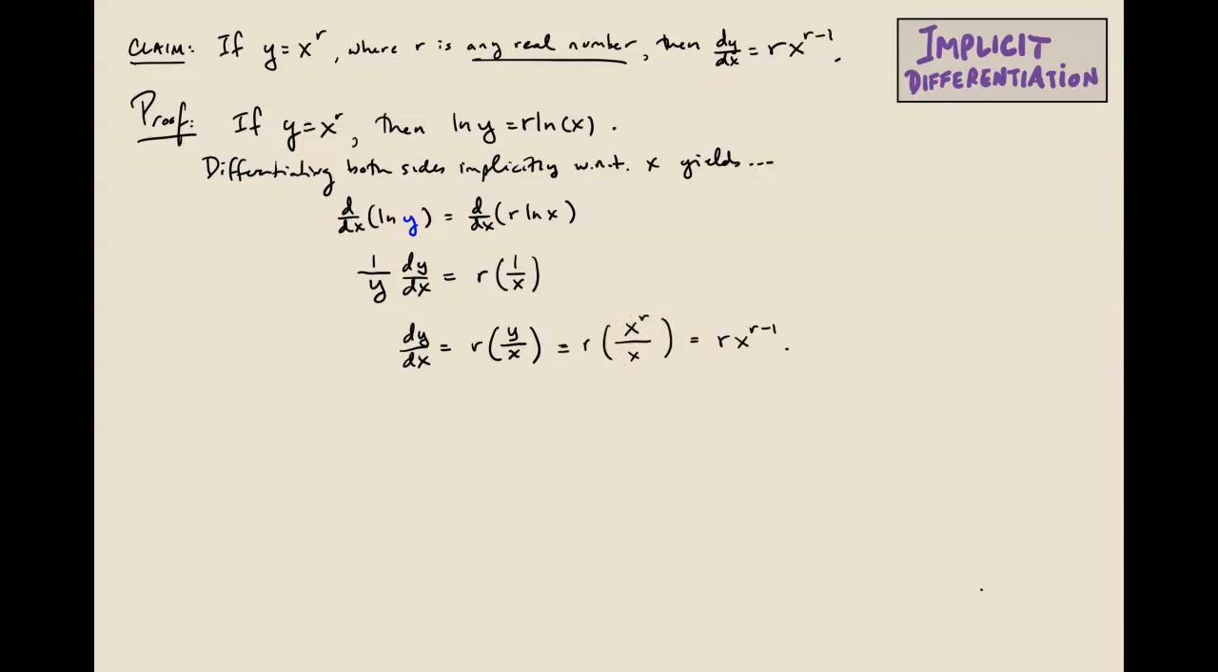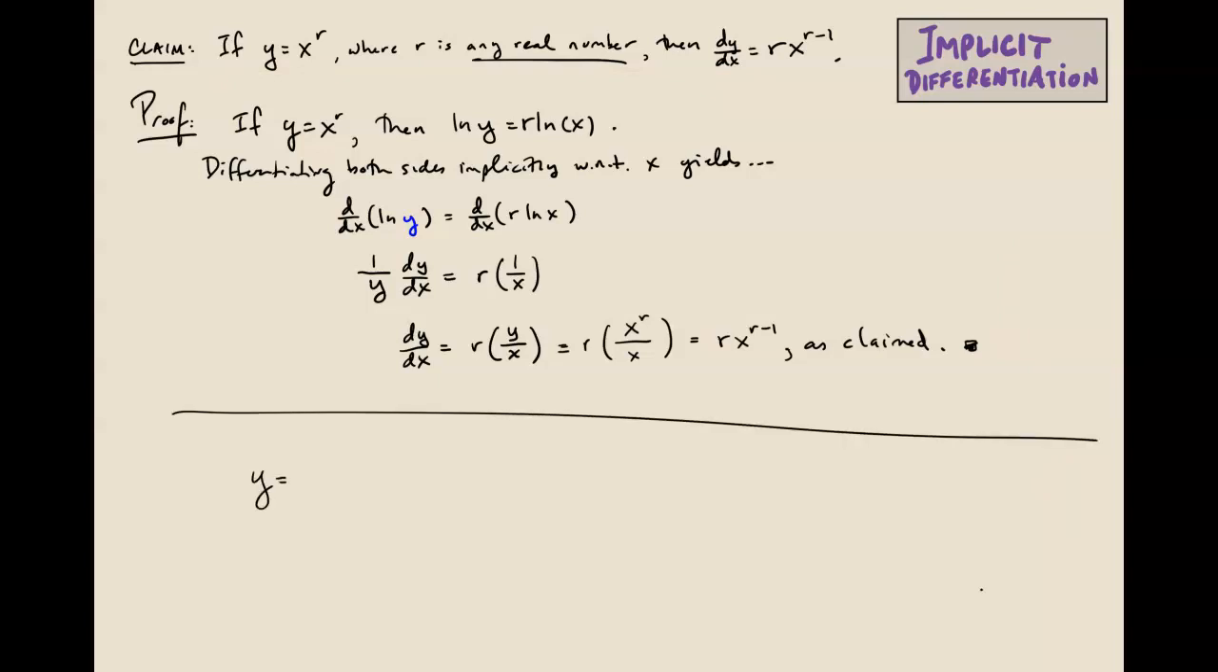And lo and behold, we have found what we sought. The derivative of y with respect to x, when y is x to the r, for any real number, is indeed r x to the r minus 1, as claimed. And we are done. So a surprise assist here from implicit differentiation in giving us the full-blown version of the power rule. And this tells us now that if we happen to meet in a dark alley the function x to the square root of 2, we can confidently take its derivative, know that it will be square root of 2 times x to the square root of 2 minus 1.